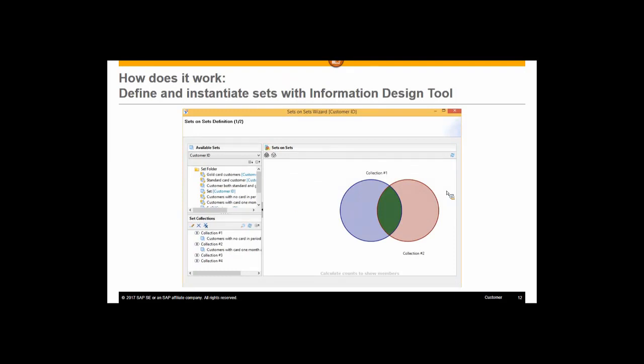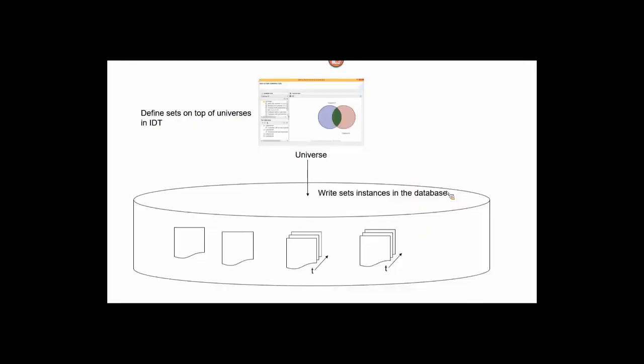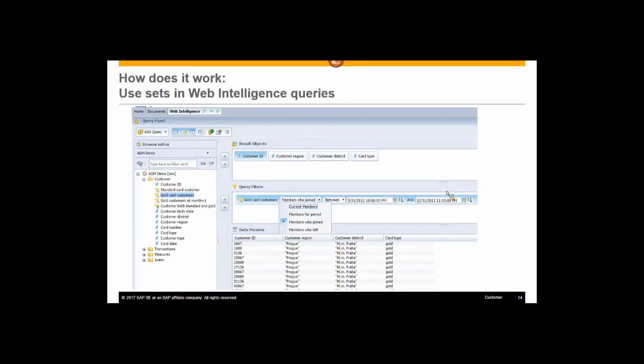How does it work? The set is defined and instantiated, so it's persisted into the database from the information design tool. I'm going to show it later. So we define the set from the universe, and then we save it into the database. The set can be either a static set at a given time when I save it, or I can tell the system to calculate the set over time. And then once the set is created, I can use it in a Web Intelligence query to filter my information.